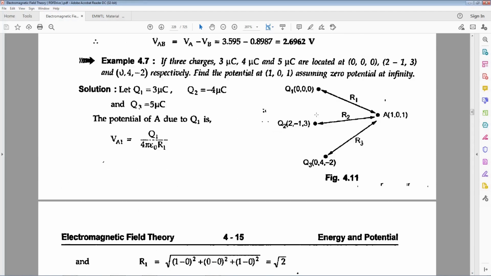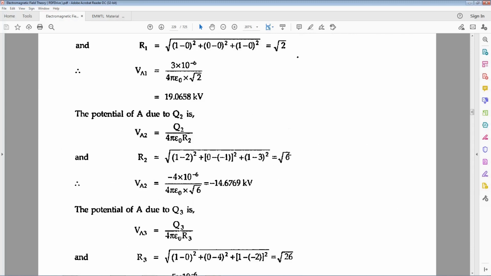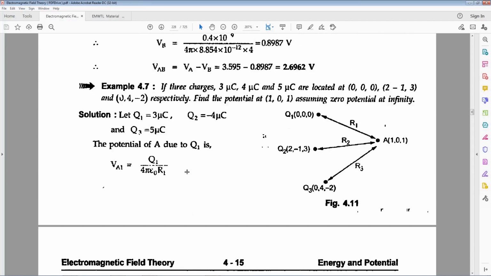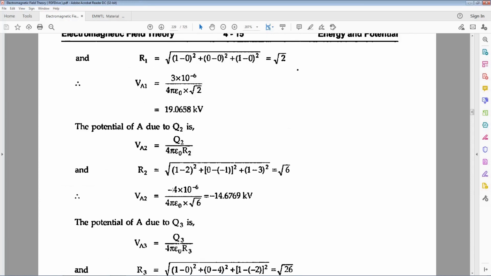And for Q2, the distance R2 here: 1 minus 2 is minus 1 whole square, 0 minus of minus 1 is 1 square, and 1 plus 1 is 2, and 1 minus 2, you'll get minus 2 whole square. The 4 plus 1 is root 6. So you'll get root 6 here. Okay, and the remaining is the same. The charge Q2 is given as 4 microcoulombs. You substitute the value, and 4 pi epsilon naught under root of 6. Then you get the VA2 value.